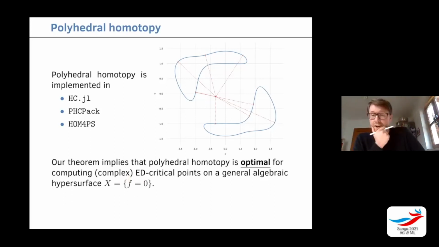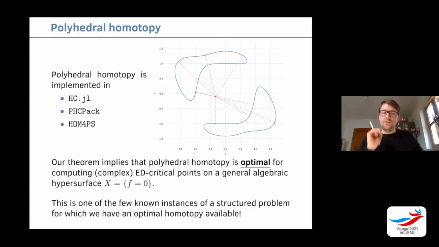And that's now, I think, very interesting, coming back to learning, coming back to computation, because it shows that polyhedral homotopy is, in some sense, an optimal strategy for solving these equations, which in turn gives you an optimal strategy for minimizing the distance, or for finding a point on each connected component of a variety. And I think that's a very interesting property or consequence of our theorem.